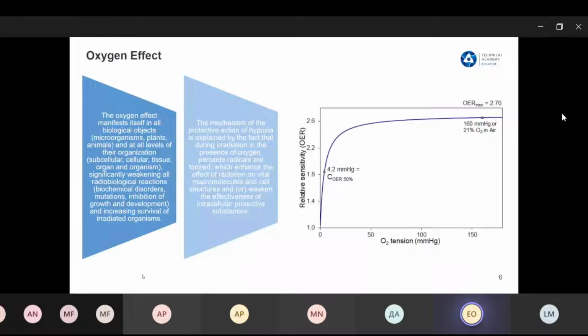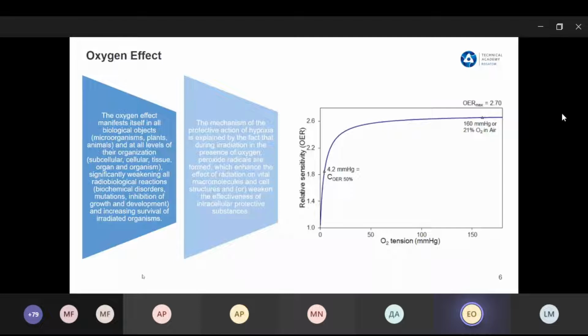The magnitude of the oxygen effect depends mainly on the type of radiation and conditions of the exposure. The greatest effect is observed under the action of X-rays and gamma rays. With an increase in the ionizing density, the oxygen effect decreases, and under the action of the most densely ionizing radiation, for example, alpha rays, it is practically absent.